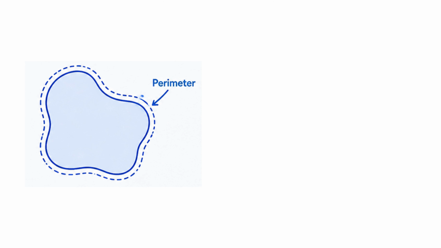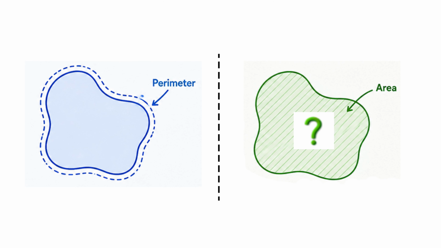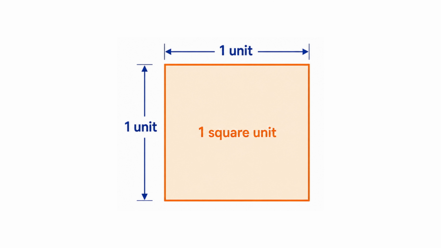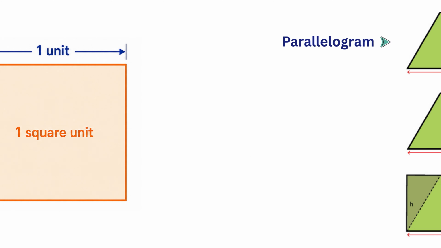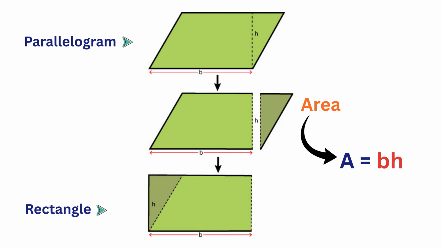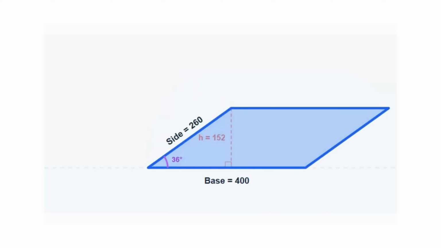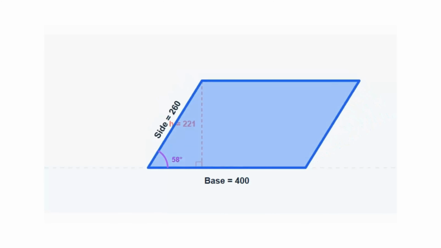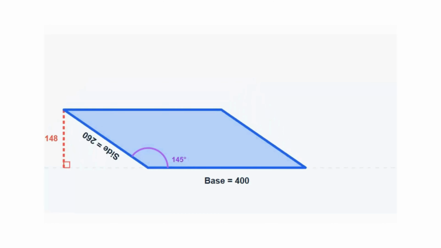But measuring a boundary tells us only part of the story. What about the space inside it? Area begins with a simple unit, a 1 by 1 square. By rearranging a parallelogram without changing its area, we can obtain a rectangle, leading to A equals B H. And here, the perpendicular height matters. Keep the side lengths fixed, but change the angle between them, and the height changes, so the area changes too.